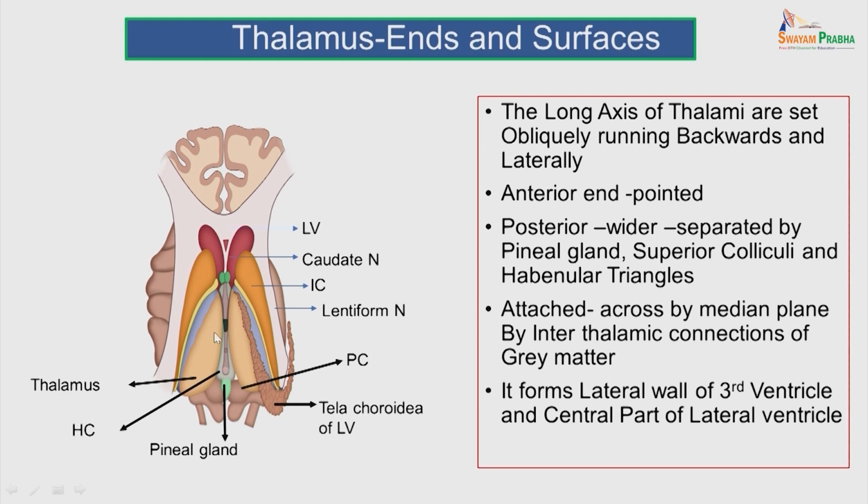In the midline, it is attached by a part of the grey matter called the interthalamic connection. It forms the lateral wall of the third ventricle. So, this slit that we are seeing is the third ventricle, and the thalamus forms its lateral wall, and it forms the central portion of the lateral ventricle. The blue area is the lateral ventricle. So, these are the two ends, enclosing the third ventricle on the medial side and the lateral ventricle on the lateral side.